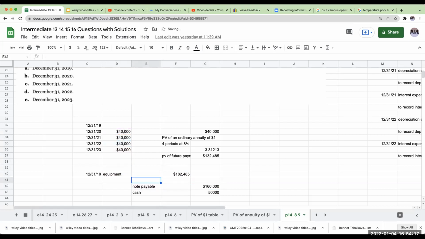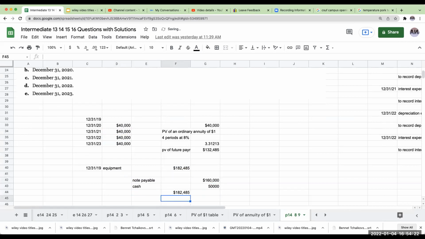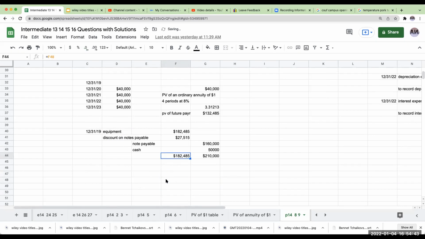Okay, so right over here, I've got total debits of 182,485 and total credits of 210,000. So this difference here is going to be a discount on notes payable, and that amount is going to be 210,000 minus 182,485, or 27,515. Okay, so we've gone through and we've recorded this equipment.